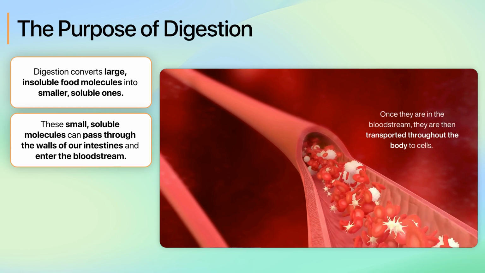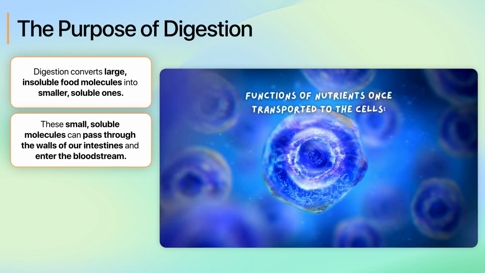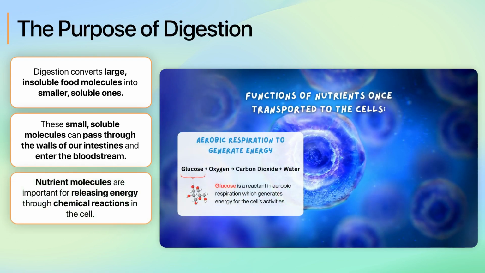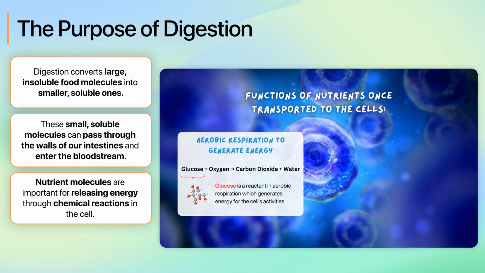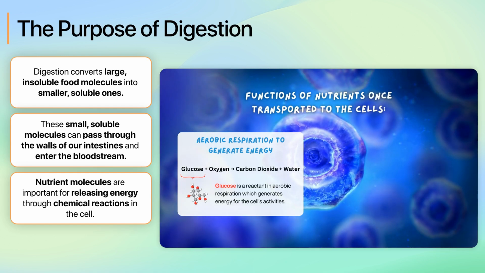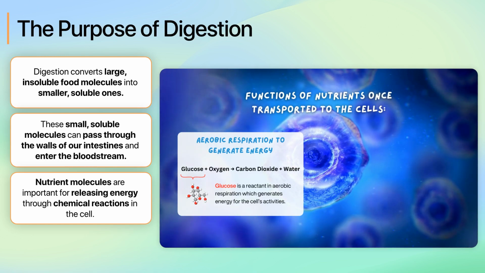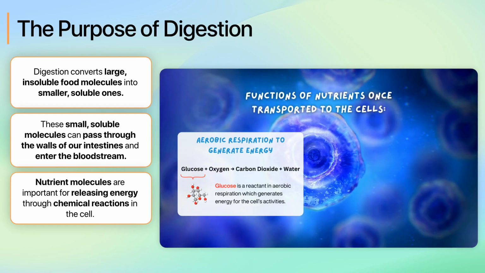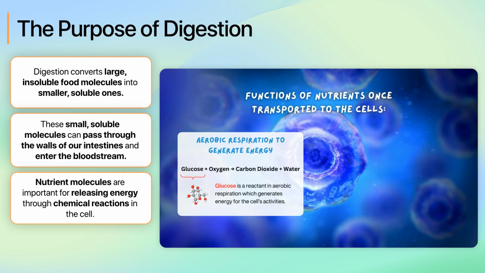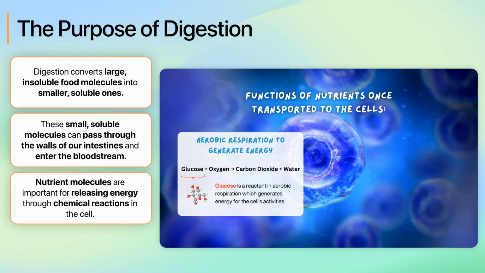Once nutrients have been absorbed into the cells, these molecules then serve two primary functions. The first is in generating energy. Nutrient molecules are important for releasing energy through chemical reactions in the cell. For example, glucose is a key player in cellular respiration, which generates energy for the cell's activities. Remember that the equation for aerobic respiration is glucose plus oxygen becomes carbon dioxide and water. Glucose is a reactant in this process.